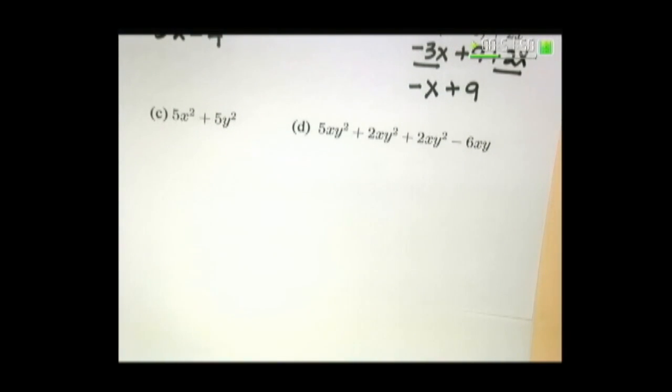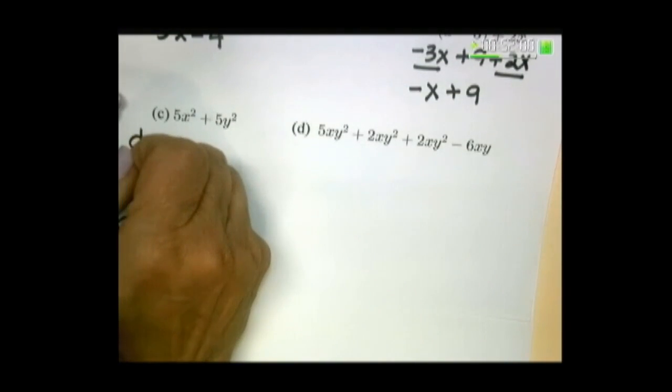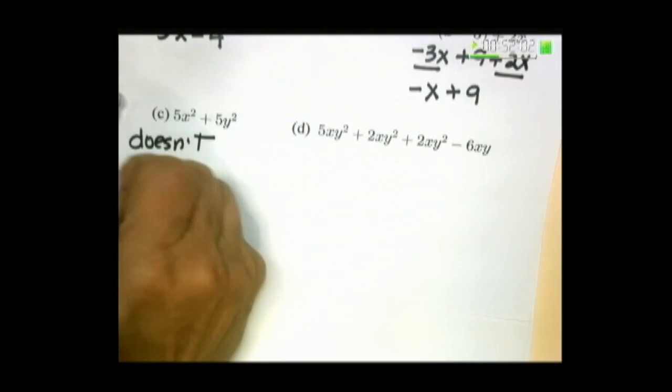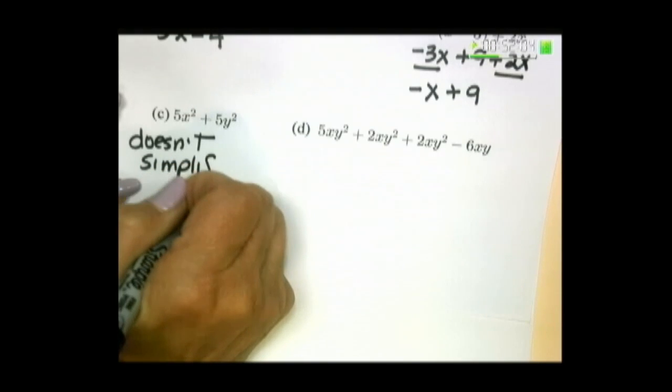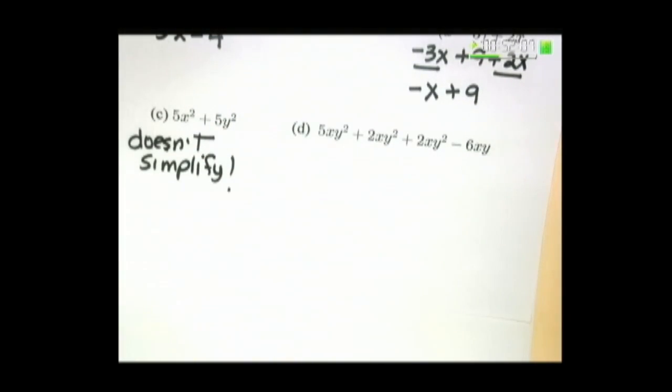5x squared plus 5y squared. Can I combine anything there? No, because I can only combine x squareds with x squareds and y squareds with y squareds. So it does not simplify. Okay.